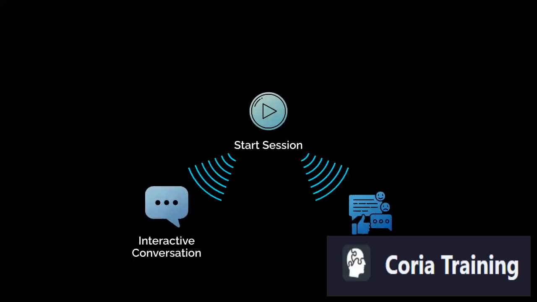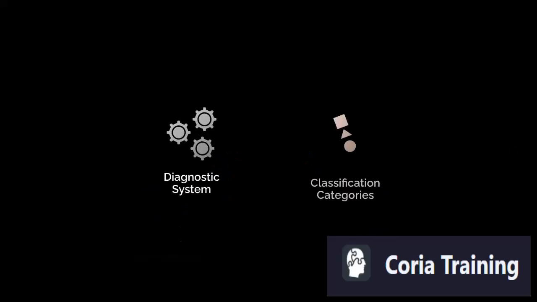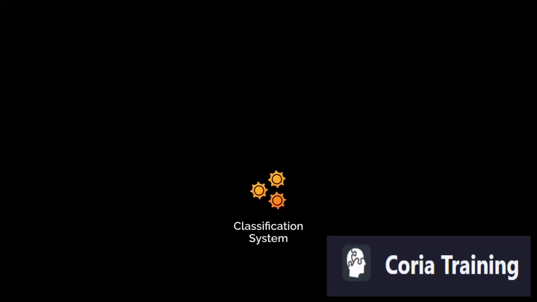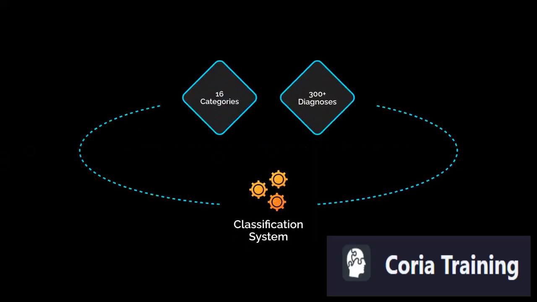Starting the session launches both interactive conversation with your virtual client and real-time feedback on your techniques. The diagnostic system organizes all available options into clear classification categories. The platform offers a complete diagnostic classification system for comprehensive training coverage. This classification system includes 16 additional categories with over 300 total diagnoses to choose from.